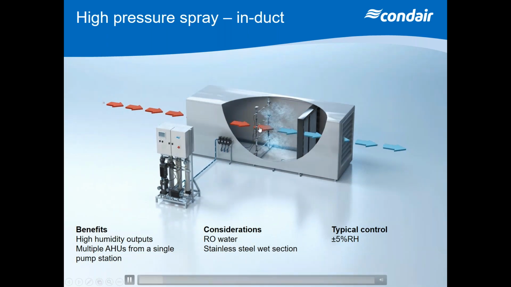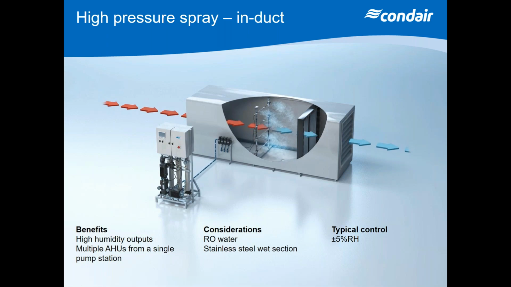Firstly, we're spraying water into the airflow. And whenever we're spraying water into the airflow, we have to use reverse osmosis treated water. Now, a reverse osmosis unit is going to take a vast majority, 97–98% of the minerals out of the water before we spray it into the air.